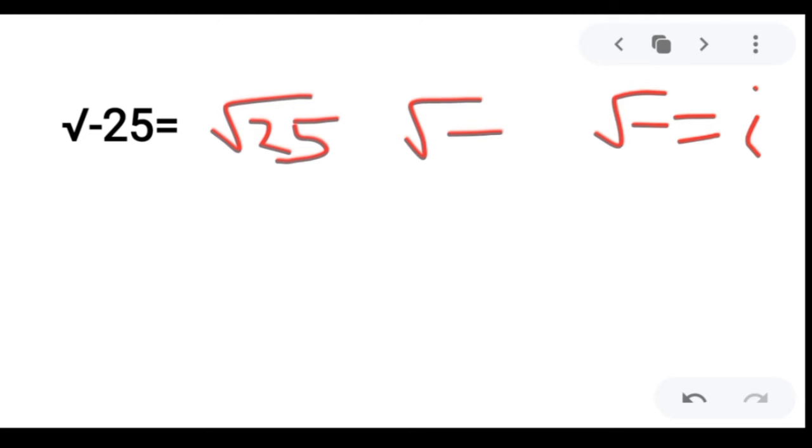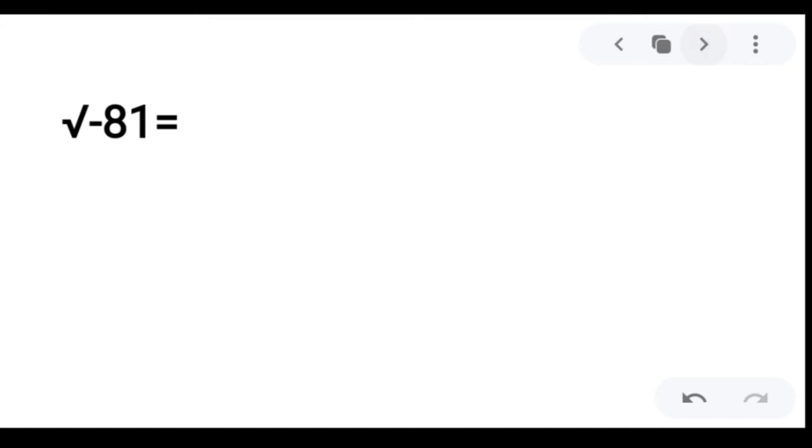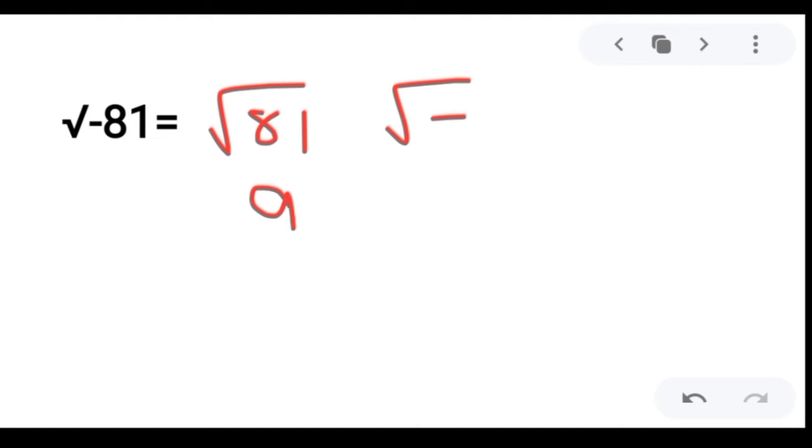So saka natin i-simplify. Ano ang number na pwedeng multiply by itself? 5. Ano ang equivalent ng square root of negative? Is i. So the answer is 5i. The other given is negative 81. Perfect square. So ihiwalay natin ng perfect square, 81. Ihiwalay din natin ng square root of negative. So 9 times 9 is 81. So 9i. The answer is 9i.